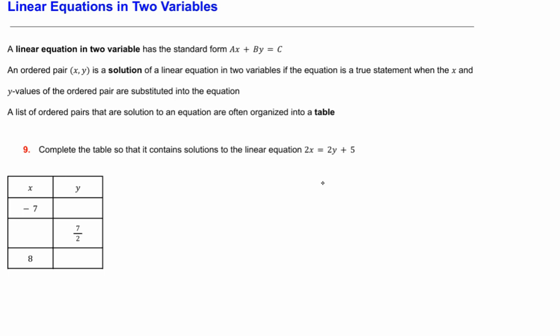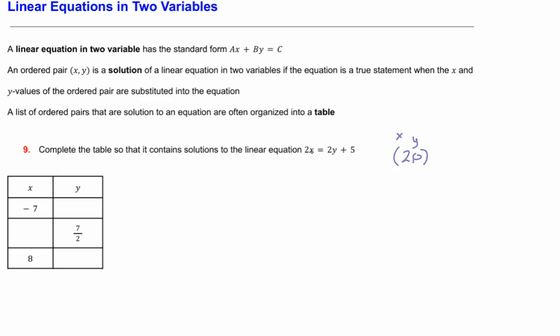A solution to this would be ordered pairs that work for this, or ordered pairs that balance the equation when you substitute them in. For example, maybe I might think that the ordered pair 2, 0 is a solution. Maybe. I could check that. If I put this in for the x and I put this in for the y, does it work out?